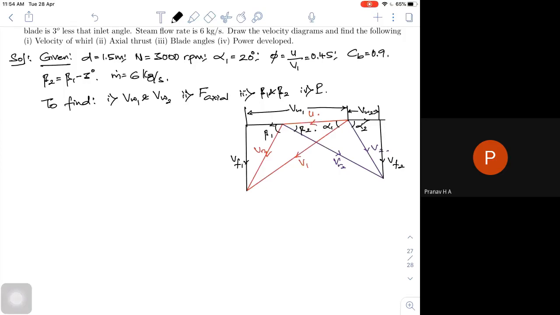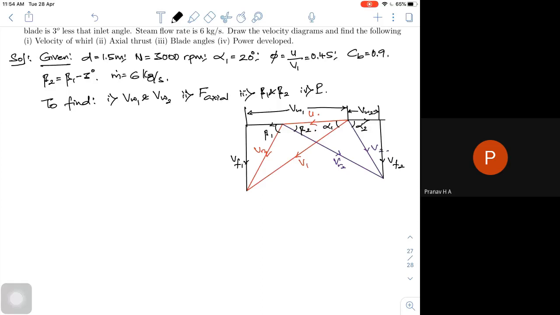I can draw it the other way also. I told you about methods 1 and 2, so I can use either. Maybe in the next problem I'll go with the first method. You should be familiar with both ways of drawing the velocity triangles. And maybe in the next class I will put the same thing on a graph sheet and we can solve it.